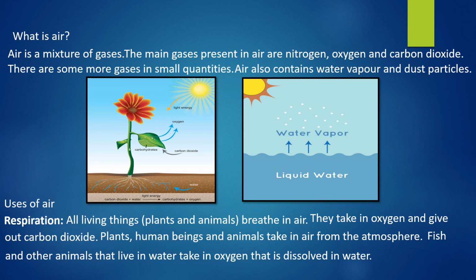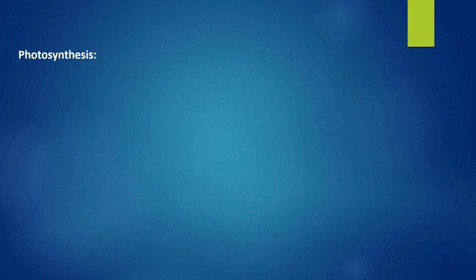So respiration means breathing. Already we have learned in the previous chapter about respiration and the organs for it. So all living things, that means plants and animals, both need air. Plants breathe in carbon dioxide and breathe out oxygen. In the same way, animals and human beings breathe in oxygen and breathe out carbon dioxide. And also fish and other animals that live inside the water breathe in oxygen that is dissolved, mixed with water.